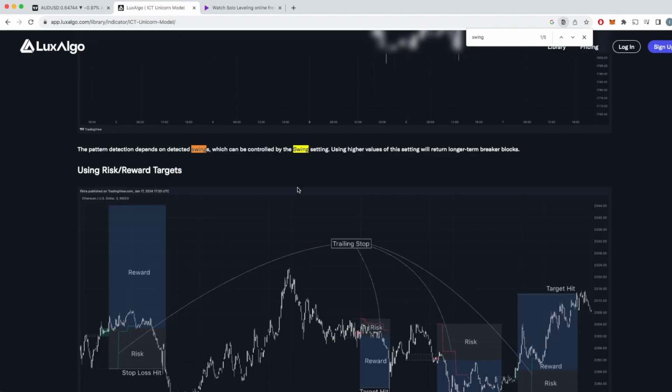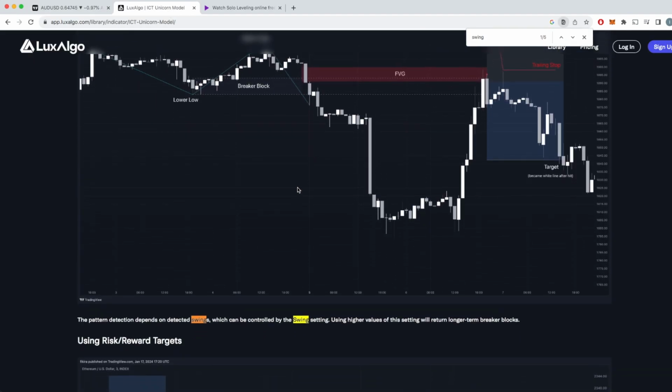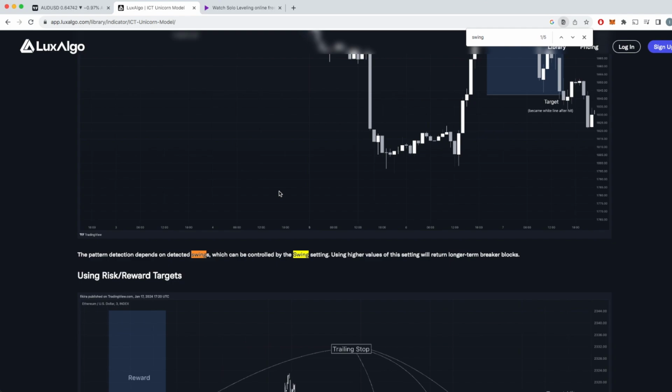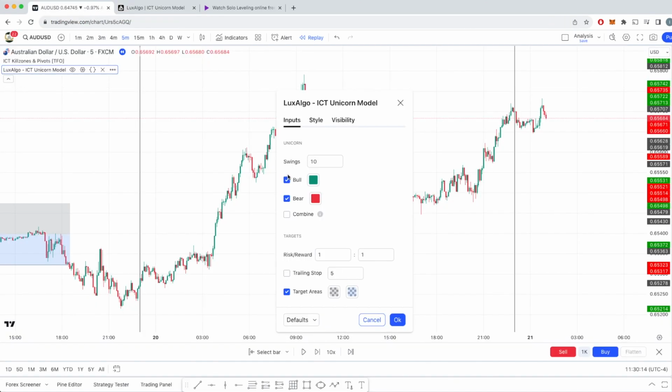I had to go through the documentation to understand how this algorithm was working, but pretty much the first setting that's called swings, let's read it here: using higher values of this setting will return longer term breaker blocks. So this controls the number of swings they're considering before looking for breaker blocks. So I think we can just leave it at 10, but of course through your gathering of data into your journals, you can try different swings and then see what works best.